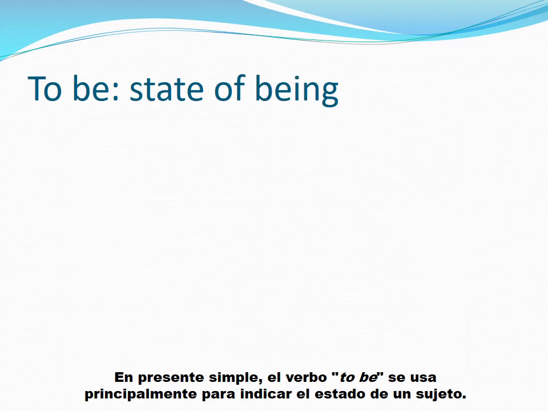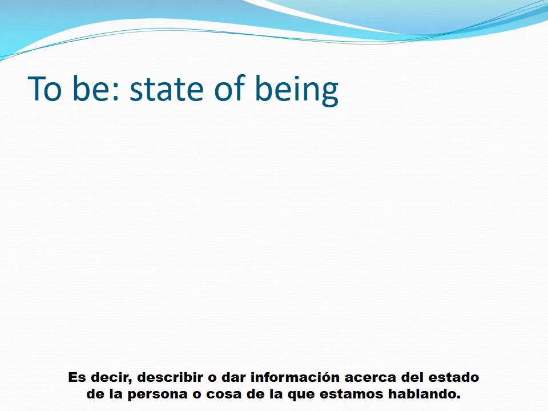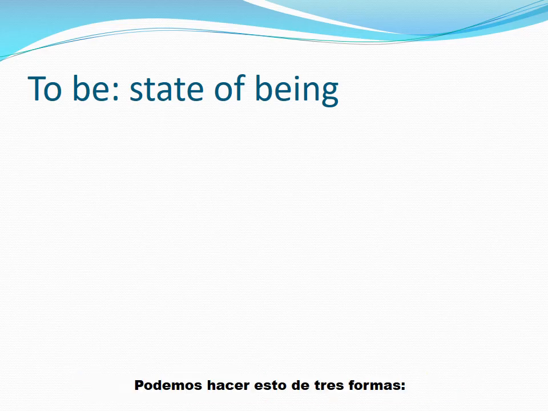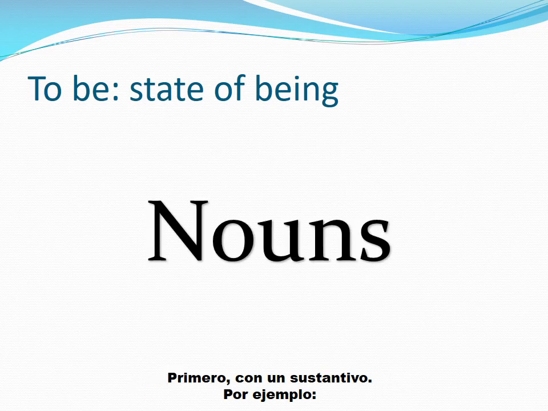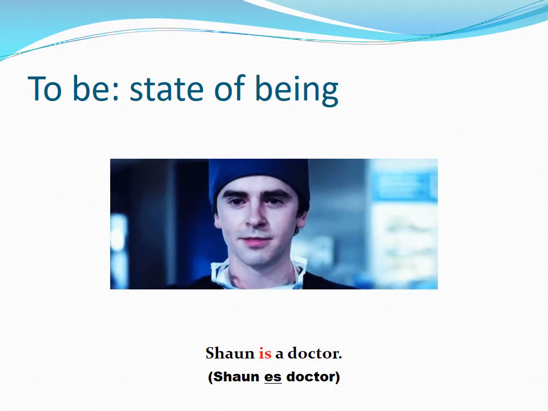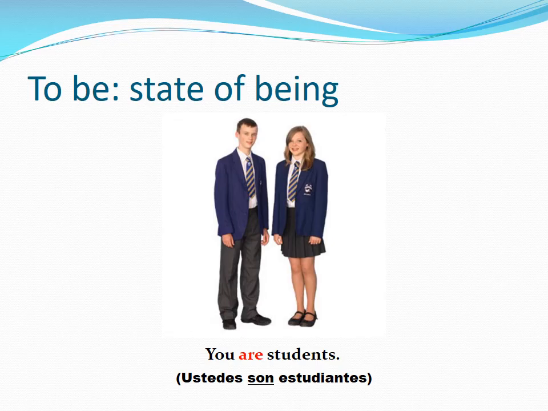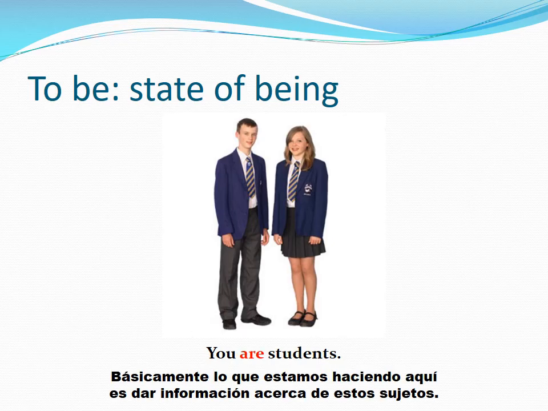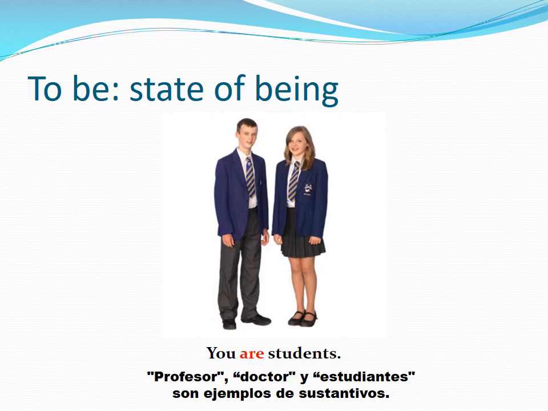In the present simple, the verb to be is mostly used to indicate the state of being of a subject. That is, describing or giving information about the state of the person or thing we're talking about. We can do this in three different ways. First, with a noun. For example, I am a teacher. Sean is a doctor. You are students. So basically what we're doing here is giving information about all of these subjects. Teacher, doctor, students are all examples of nouns.